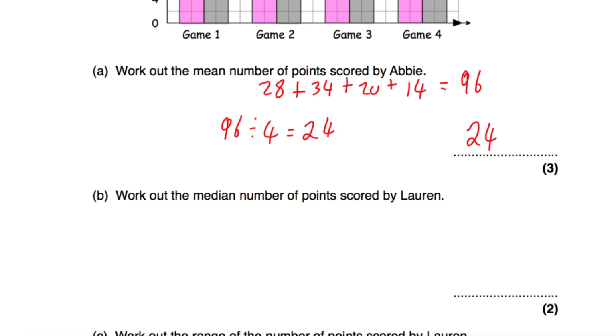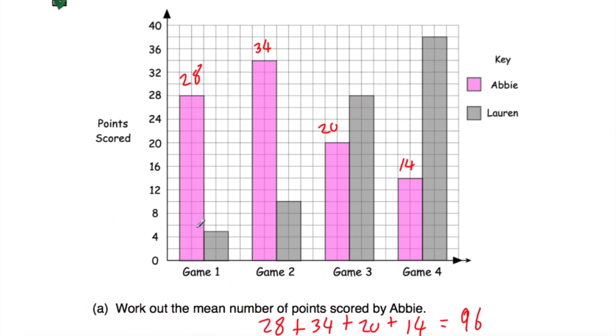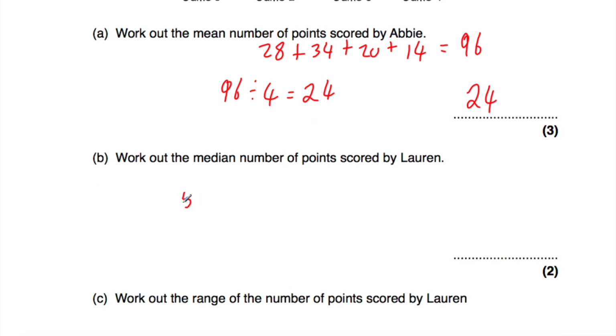Part B says work out the median number of points scored by Lauren. So let's have a look at Lauren. So she's the grey bars. So we've got here, there's 4, that's 6 in the middle, so that'd be 5. Game 2, that's in the middle, so that's 10. Game 3, that's 28. And game 4, that goes all the way up to 38. So we've got 5, 10, 28, and 38. So let's write those down. 5, 10, 28, and 38.